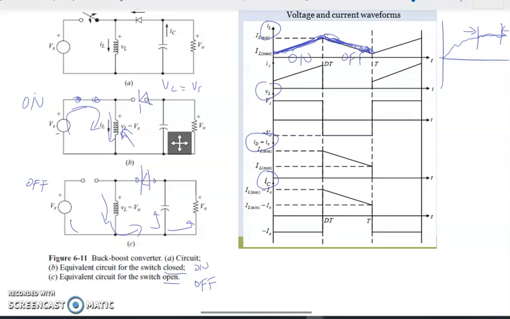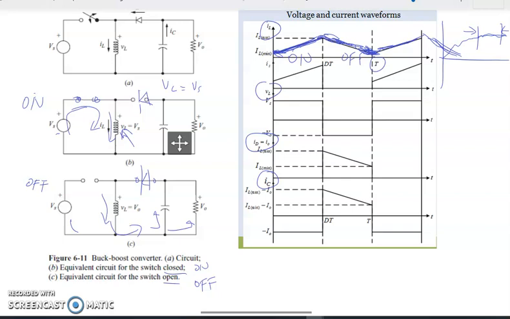We consider the inductor ideal, so it does not emit or absorb any net current. It starts from a certain level, rises up, and goes down to the same level as the previous one. So when it completes one period, another period starts, it ramps up again and goes down again, so it repeats itself. Okay, so this is from the inductor current point of view.